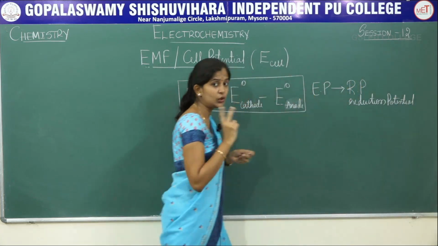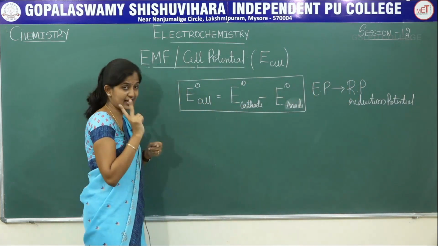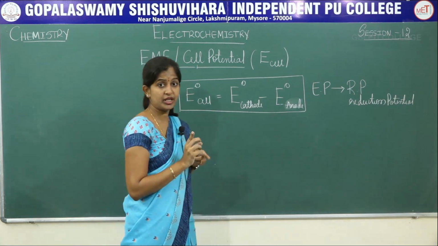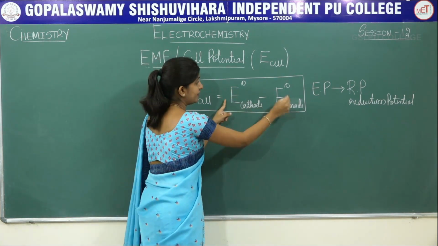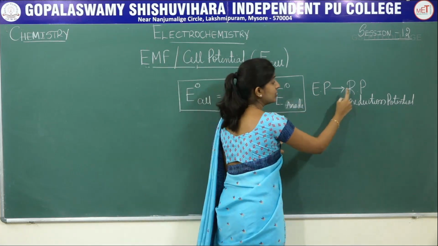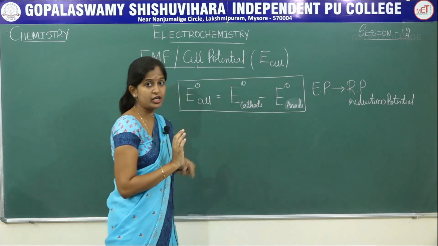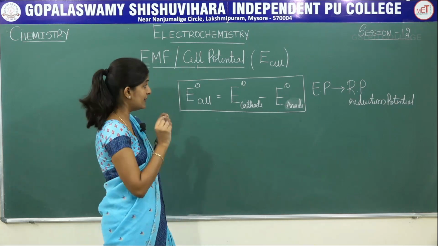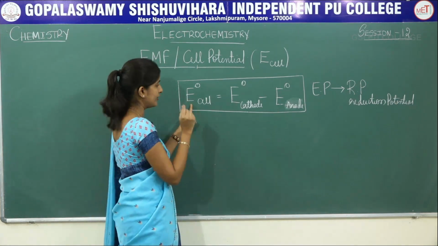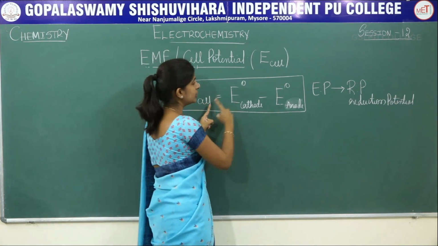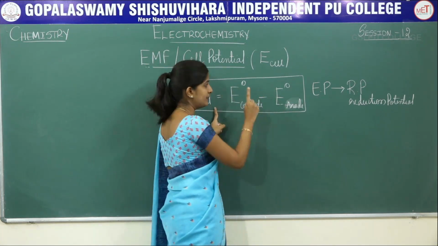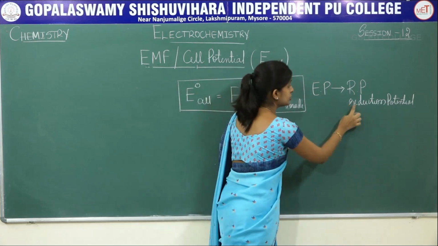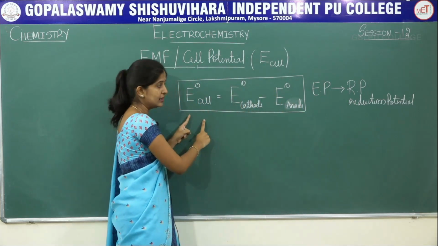I have told you there are two types of electrode potential: reduction potential and oxidation potential. All these electrode potentials which I have written here are reduction potentials, not oxidation potentials. I am mentioning this because in some textbooks you can also see that E cell is equal to E anode plus E cathode. I am telling you that I have considered the reduction potential here.